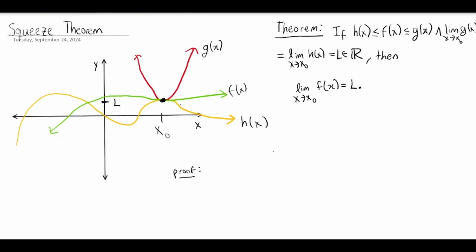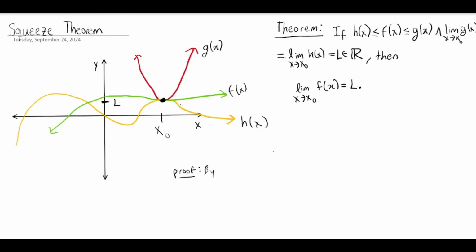out. So the theorem's statement is that if h of x is less than or equal to f of x, which is less than or equal to g of x, and the limit as x approaches x naught of g of x is equal to the limit as x approaches x naught of h of x, which is L, a real number, then the limit as x approaches x naught of f of x is equal to L. So the proof is actually rather simple.